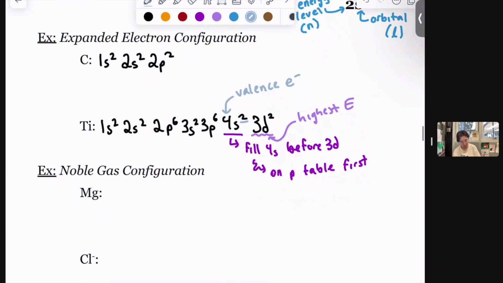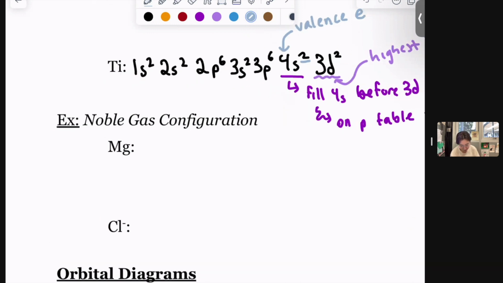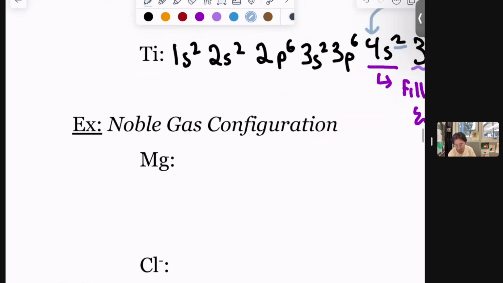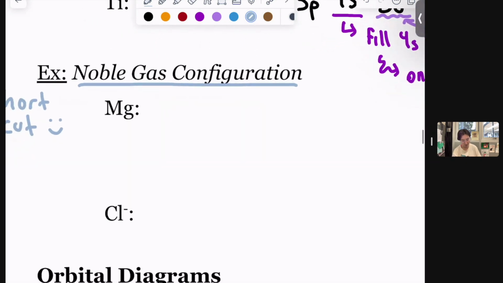Okay. All right. So that's annoying, right? Going through the whole thing and labeling every single electron. So there's a little shortcut. So here is our nice little shortcut. So if I ask you for a noble gas configuration, that means that you get to do less work. So let's go back to our periodic tables.